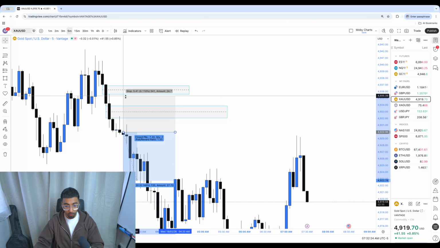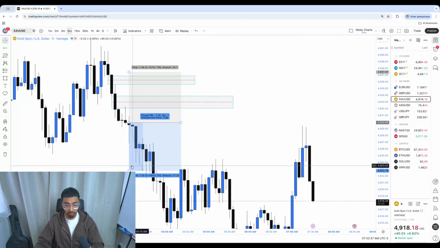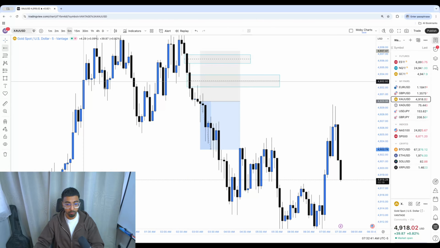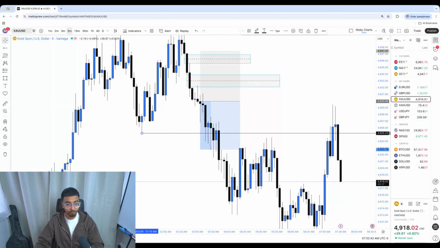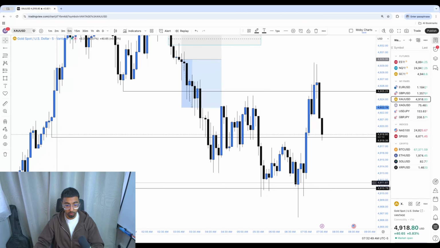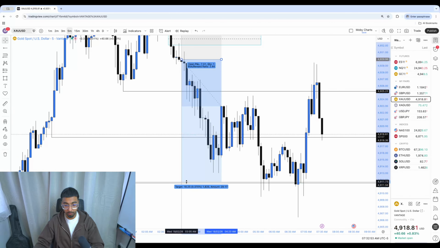Now, what do we do in this circumstance where we have stacked up fair value gaps? Well, if I'm playing a little bit aggressive, I can. But if I'm not, I will put my stop loss above all fair value gaps. So this is above all fair value gaps like this. And then I will target liquidity lows. So I've got one right here, one right here. Probably even go all the way down to like here.